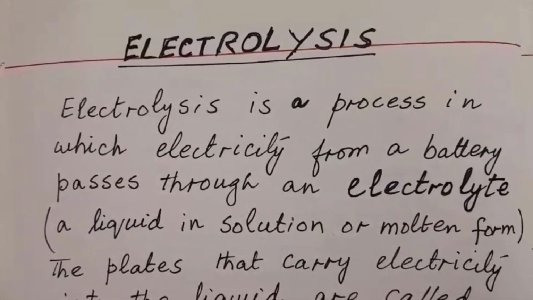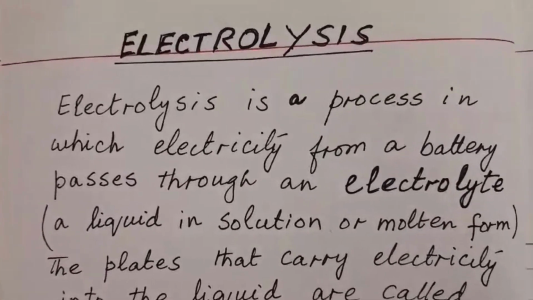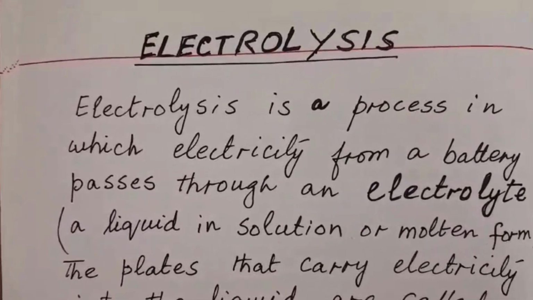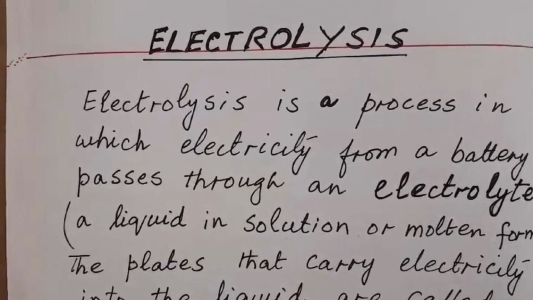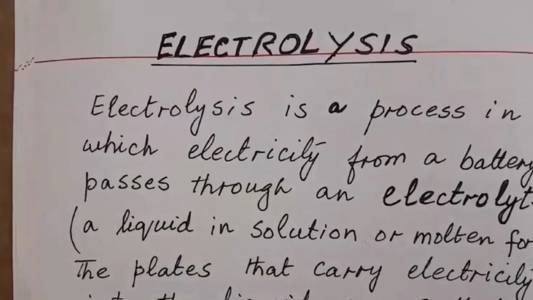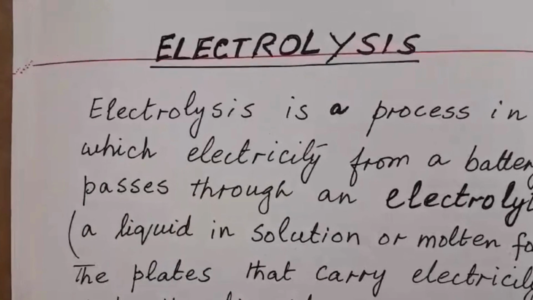Assalamu alaikum students. In this lesson we are going to study the basic things of the electrolysis process: the electrolyte, electrodes, cations, anions and the preferential discharge of the ions.